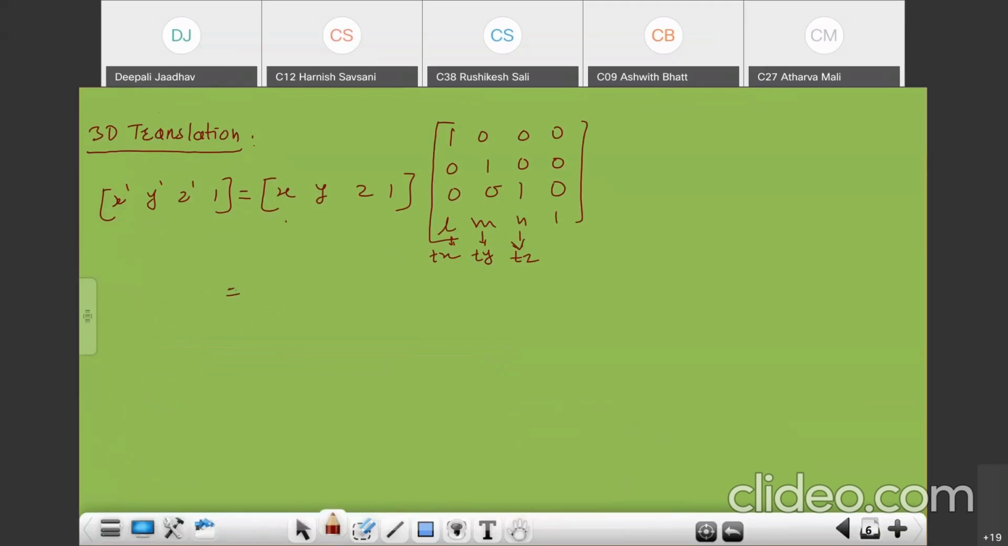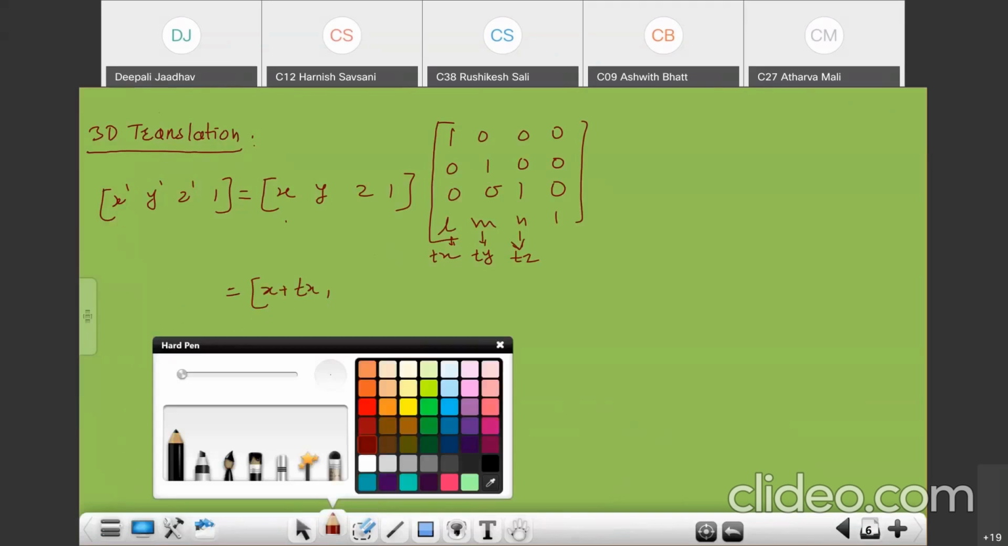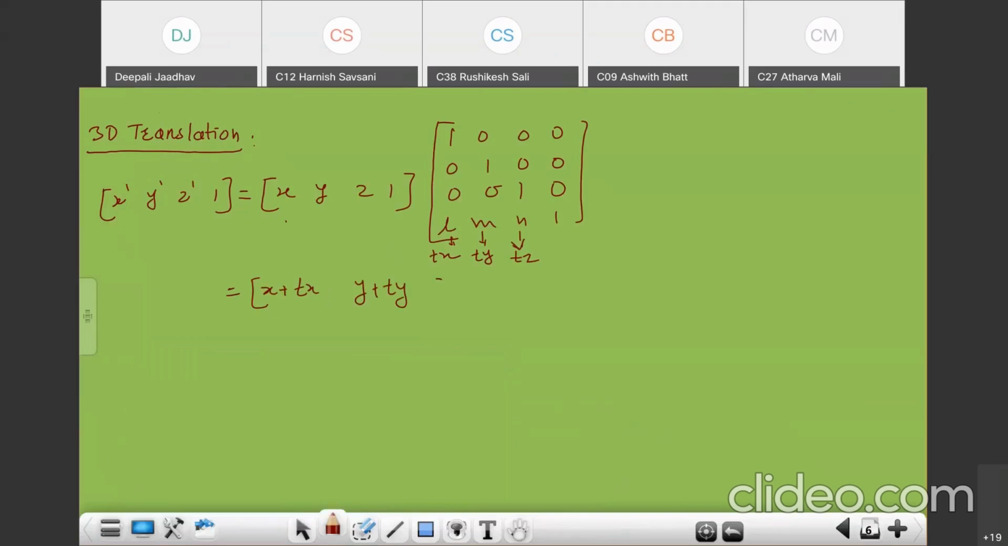So x dash, y dash, z dash is equal to, if we multiply this point with this transformation matrix, what is the result? Multiply this row with this one. It is x plus tx, correct? That is our first result. Second is y plus ty, then z plus tz. If we multiply the 3D points, 3D objects, with the transformation matrix, then we will get this result: x plus tx, y plus ty, and z plus tz.